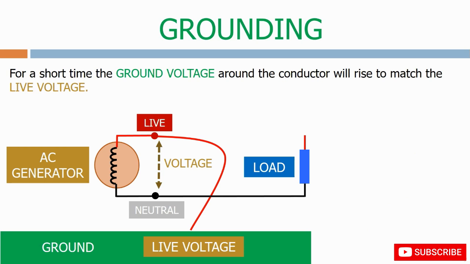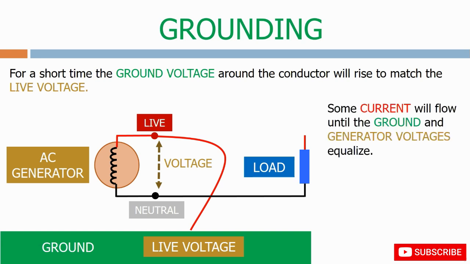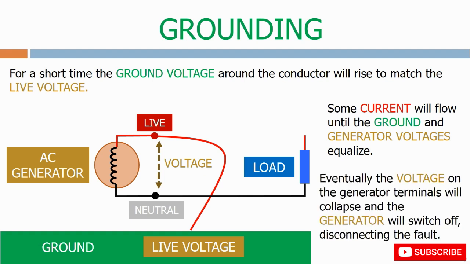For a short time, the ground voltage around the conductor will rise to match the live voltage. Some current will flow till the ground and generator voltages equalize. Eventually, the voltage on the generator terminals will collapse and the generator will switch off, disconnecting the fault.